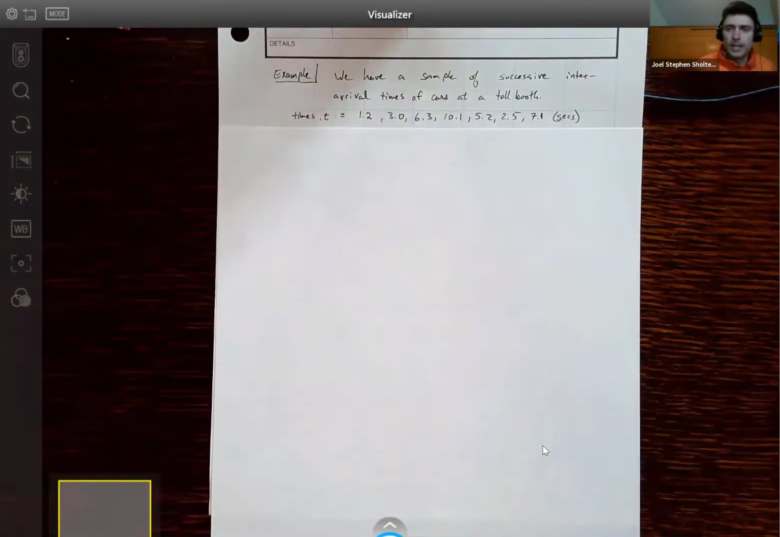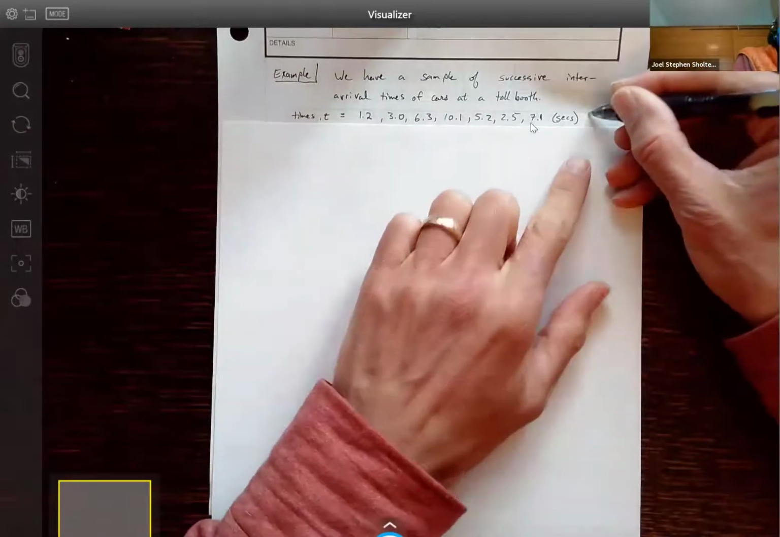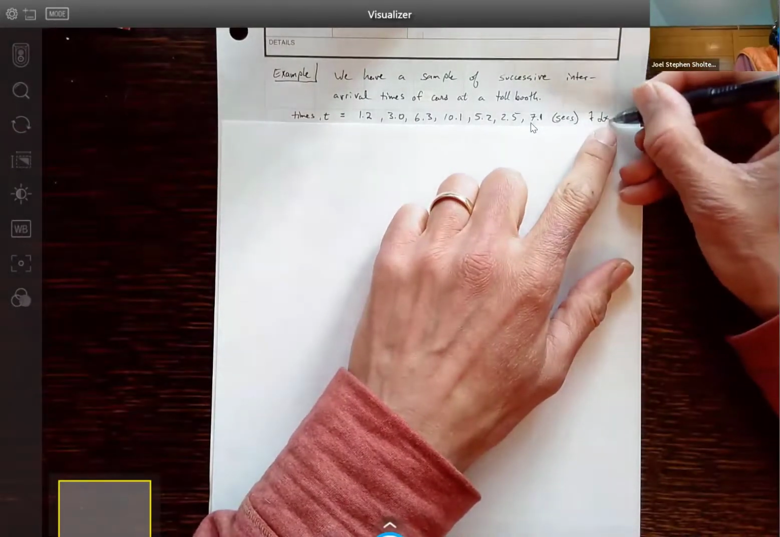So we've got a sample of data, and the time between car arrivals at this toll booth, time t, ranges from 1.2 seconds all the way to 7.1 seconds. So we have 7 observations.